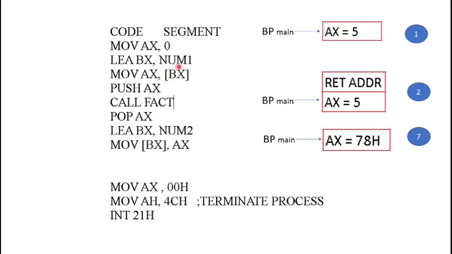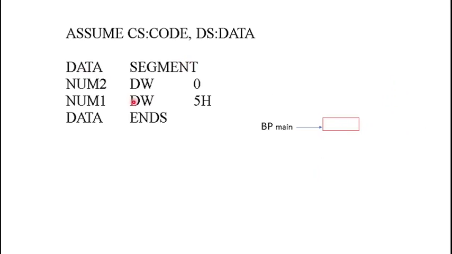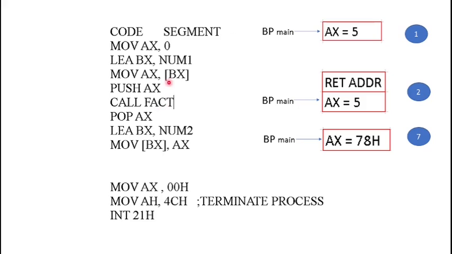So you have to see what is num1. We already know that num1 contains our operand 5. We need to calculate 5 factorial. So operand 5 is present in the memory address labeled as num1. So when we get the offset within the data segment and move the content to AX, we are actually moving the value 5 to AX.